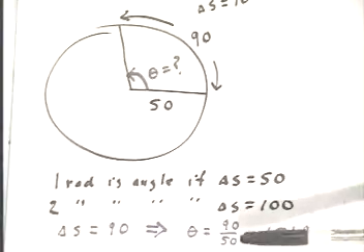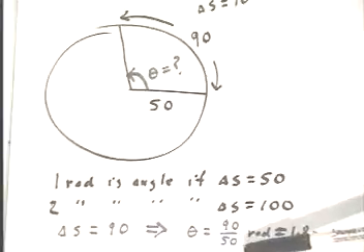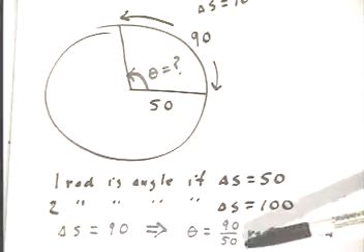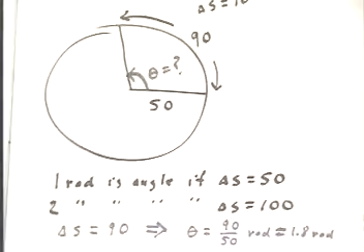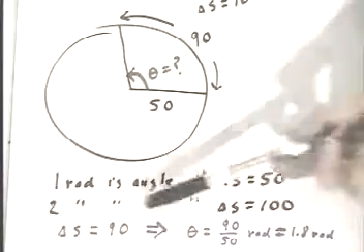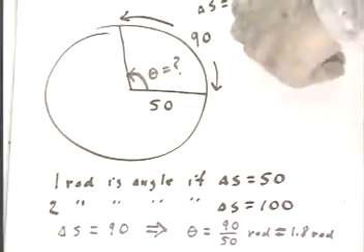That is, for every 50, we get a radian. So if we take the ratio of the arc distance delta s to the radius 50, we get the number of radians. And of course that would work. If we had a delta s equal to 50, we'd have 50 over 50, which would be 1 radian. 100 over 50 would give us 2 radians.